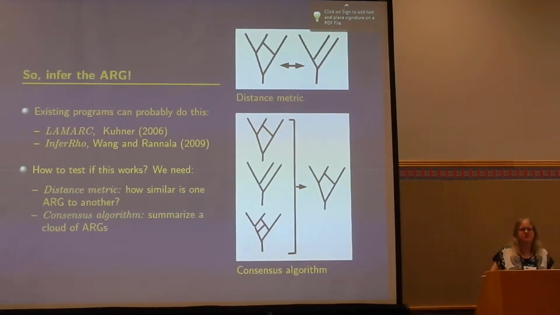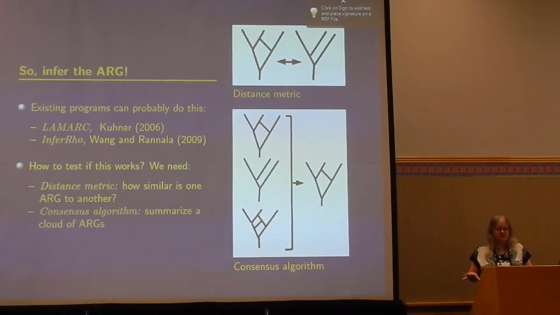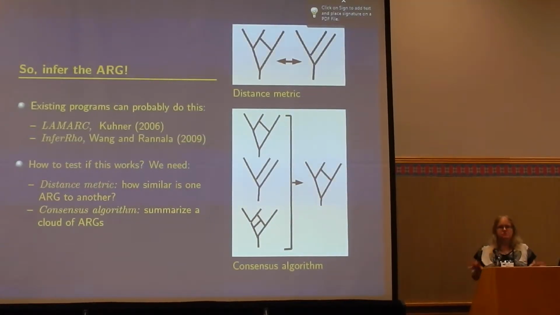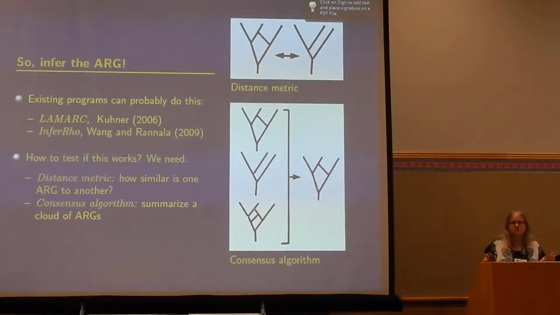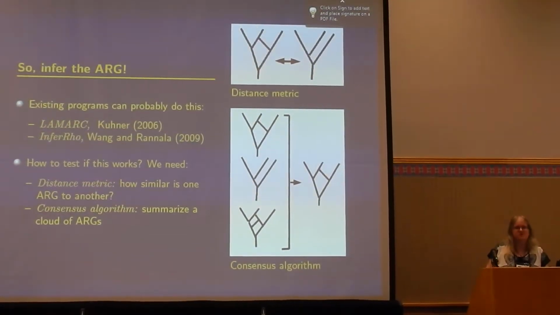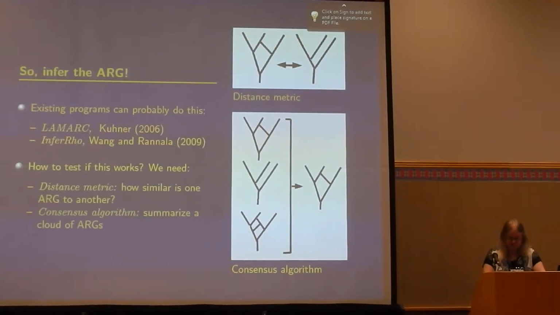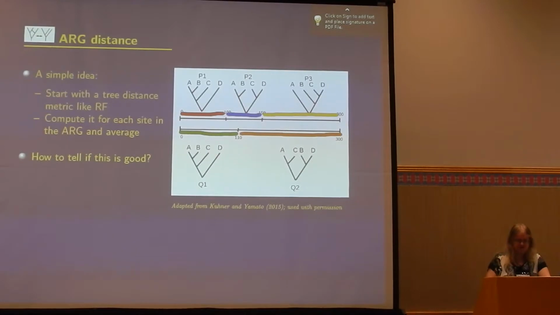It would also be super helpful because both of these programs produce clouds of millions of ARGs. You can't look at that. It's difficult to do anything with it. For trees, one would use a consensus algorithm to make a consensus of all those ARGs and get some kind of story out of it that you could look at or publish or understand. We don't have a consensus algorithm for ARGs either. So in this talk I'm going to try and very quickly develop both of those things.